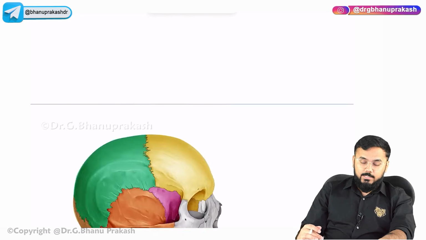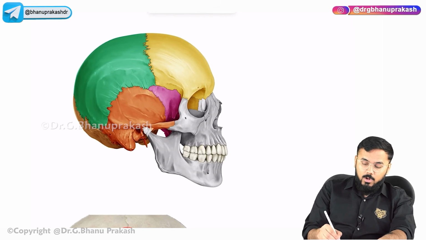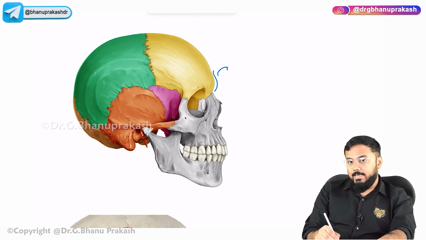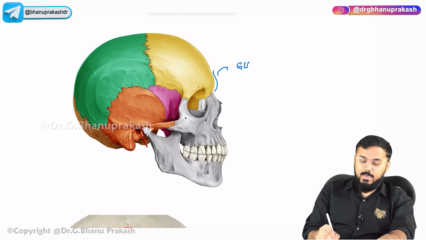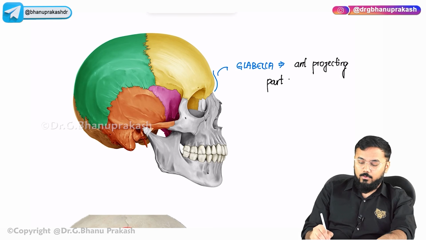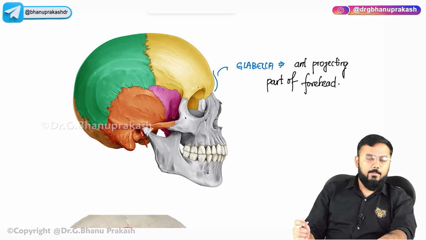Next important anatomical landmark is that you even have a swelling in the frontal region. You see an anterior projection of the forehead. This particular anterior projecting part of the forehead is called glabella. So what is glabella? Glabella is nothing but the anterior projecting part of the forehead.